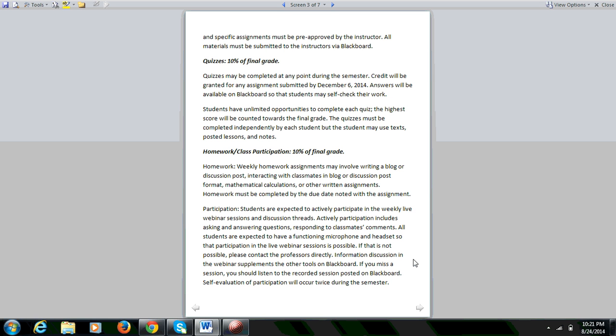And you'll have an opportunity to actually assess your own participation grade twice during the course of the semester, once for your participation up through the midterm, and once for your participation from the midterm through the final. That grade will be assigned by you. You will need to back up how you got to that grade, and then of course we do reserve the right to change those grades based on your justification for that grade. So again, quizzes 10%, homework class participation another 10%.